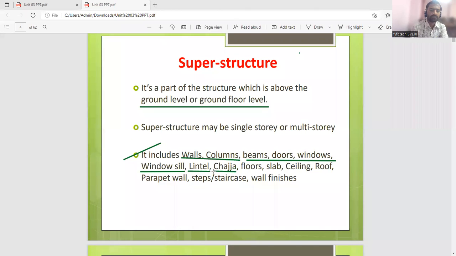Next, chajja. Next, floors. Next, slab. Next, ceiling. Next, roof. Next, parapet wall, steps or staircase, wall finishes.